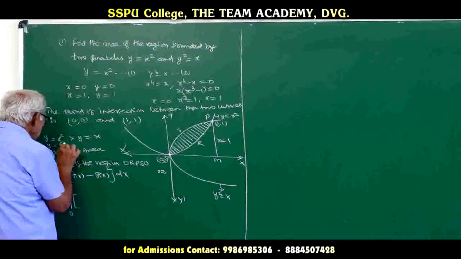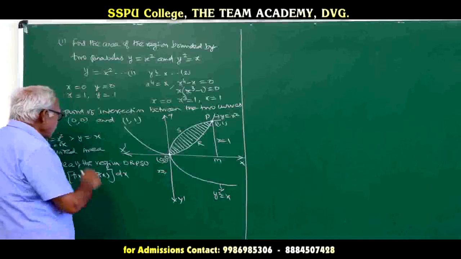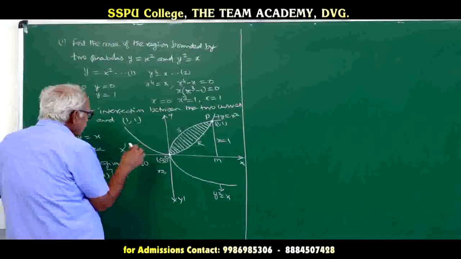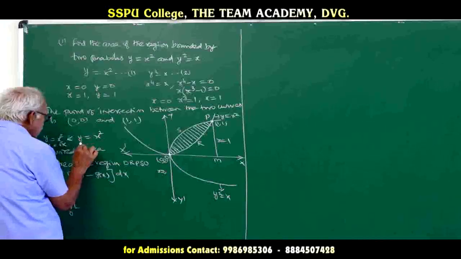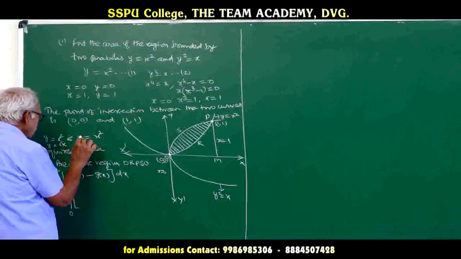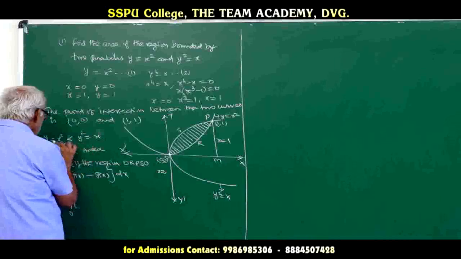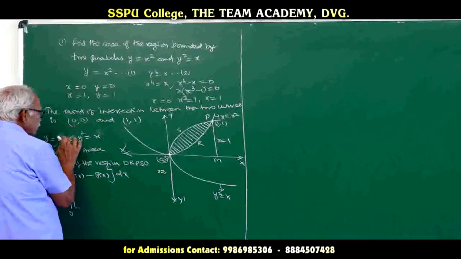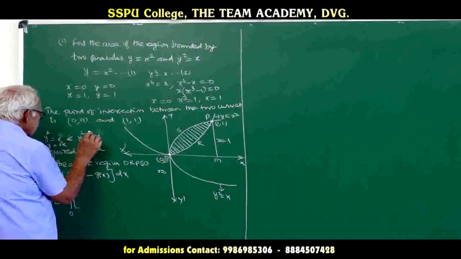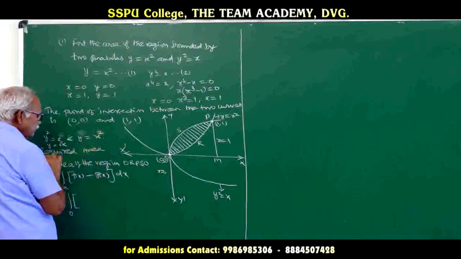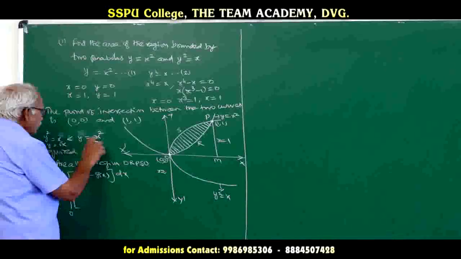y is equal to root x, and y is equal to x square. So, y is equal to x square, so here you will get y square is equal to x. So, the curves are y is equal to x square and y square is equal to x, that is y is equal to root x.